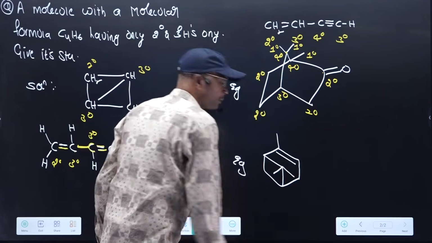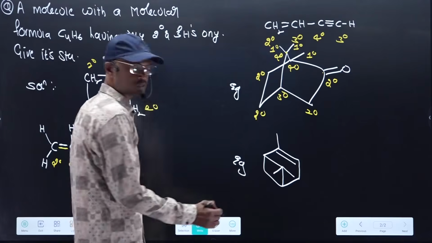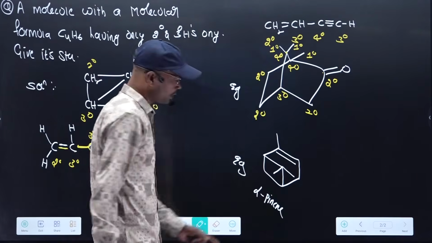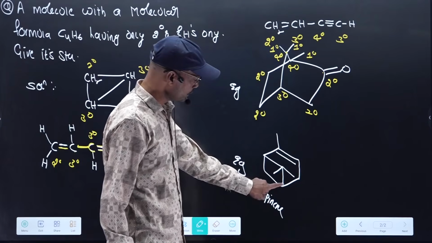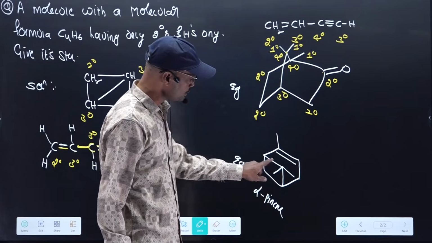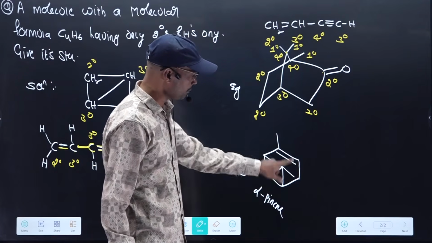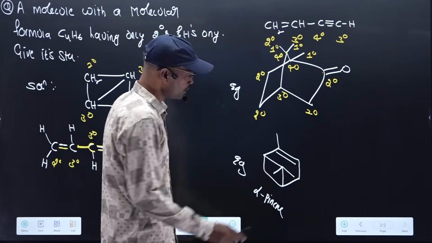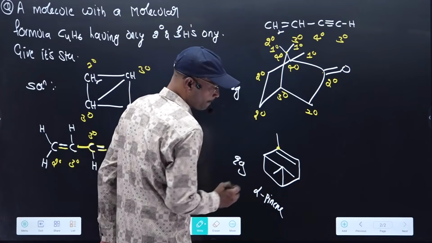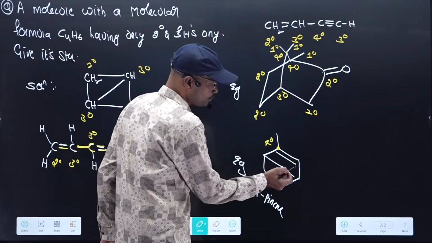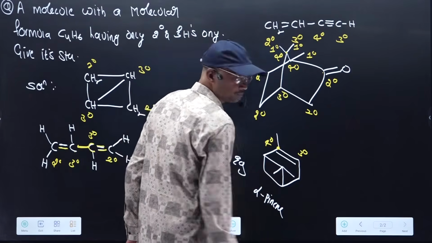This is called alpha pinene. You remember this name? Alpha pinene. Can you identify the carbons? What is this? Tertiary, secondary, tertiary, quaternary, primary, primary, primary. Here, secondary. What is this carbon? This is quaternary. This one, tertiary.